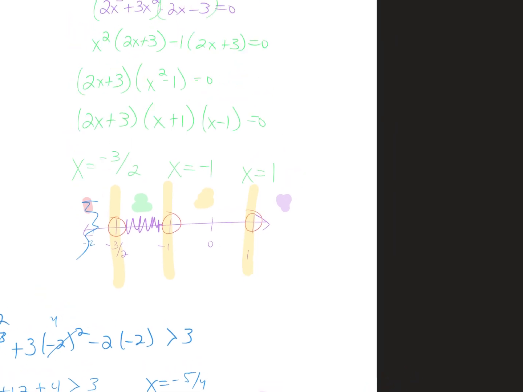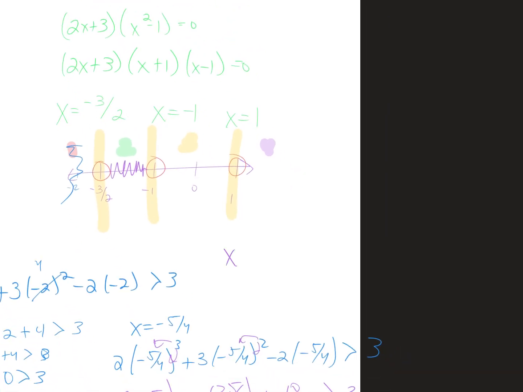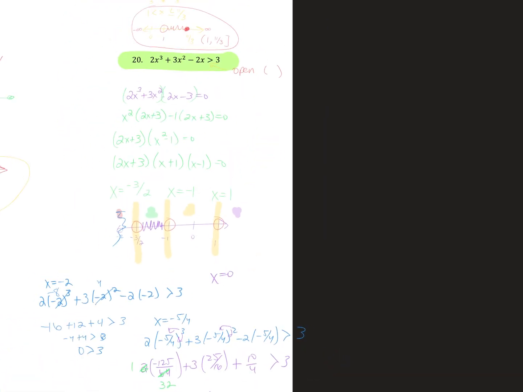So now I'm going to plug in 0 because that's the easiest thing in the world to do. So we're going to try here with x equals 0. If I plug in 0 here and here and here, is 0 greater than 3? No. So nothing in here is going to work.